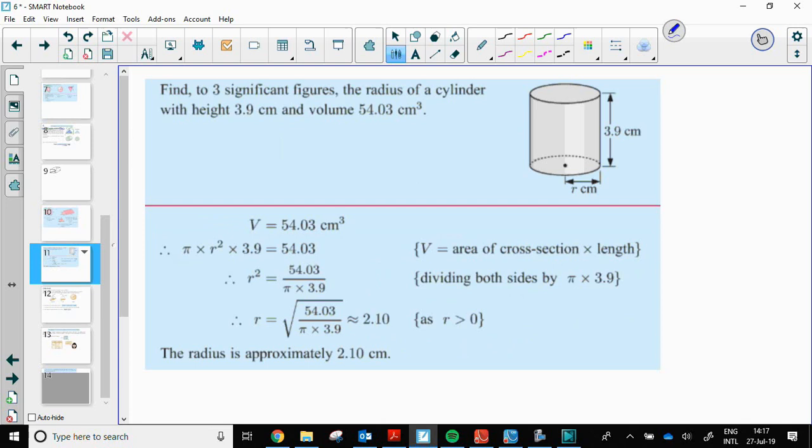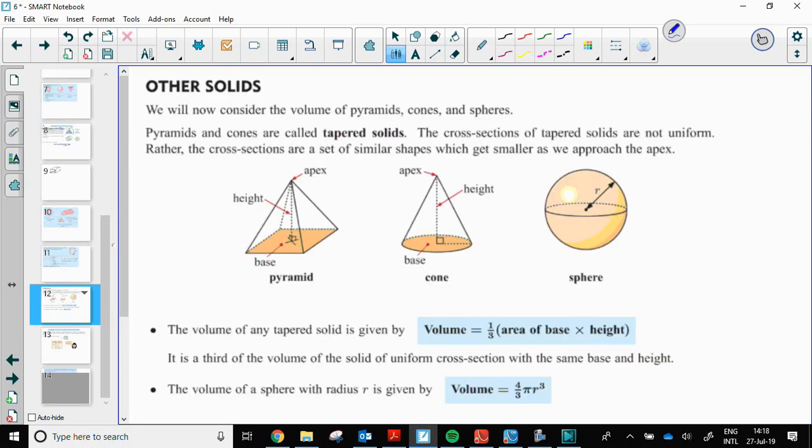We can also kind of work backwards. We can figure out aspects of the object itself if we know what its volume is. So there's that. Marvelous. Okay, and then we've also got other solids.